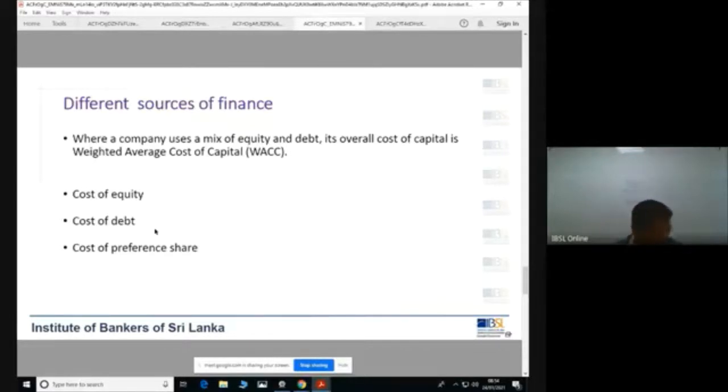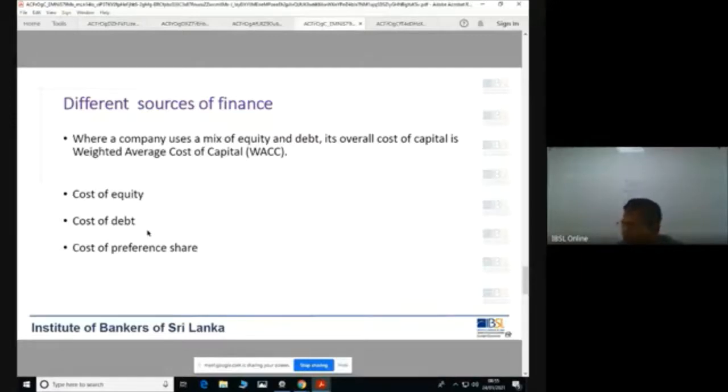Owners put money. If you take a particular company, owners put money. How do you call it? Capital. If the company makes profit, it belongs to whom? Owners. So what are the methods of raising funds for a company? Examiner can test you. What are the sources of raising funds for a company? One thing is share issue.